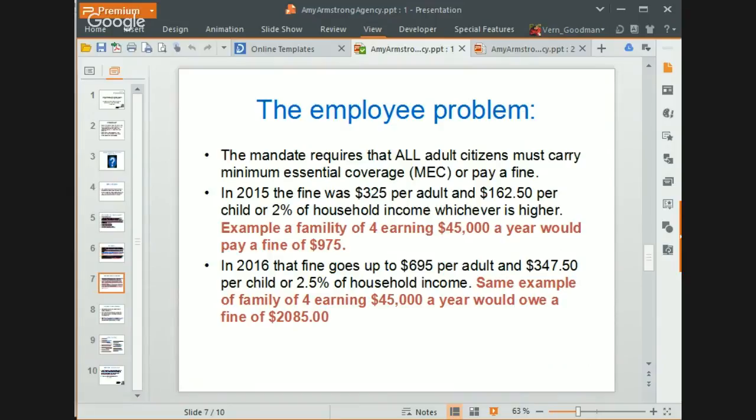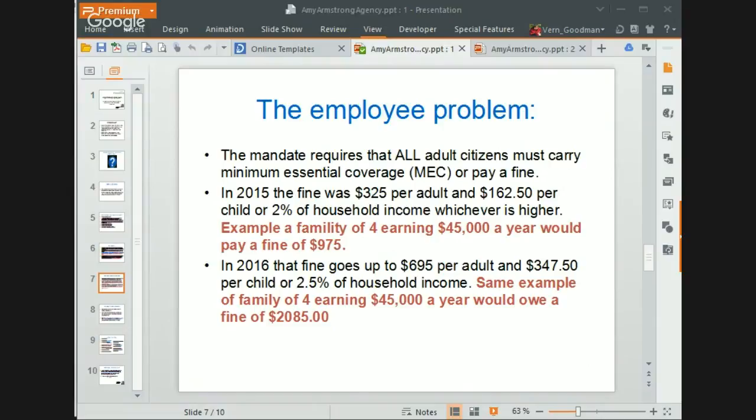The employee has a problem as well, for the mandate requires that all adult citizens must carry minimum essential coverage or pay a fine. In 2015, the fine was $325 per adult and $162.50 per child, or 2% of their household's income, whichever was higher. Let's use an example of a family of 4 earning $45,000 a year. They would pay a fine of $975.